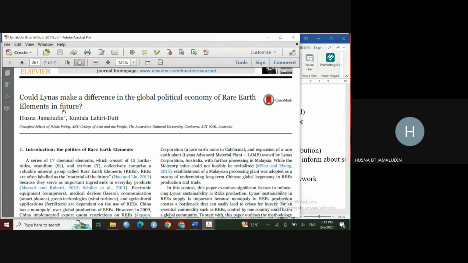Okay. So do you know what is deposit? Deposit is like mineral, it could be oil. Some of you are doing oil. It could be gold, all types of deposit. So I'm looking at rare earth element.